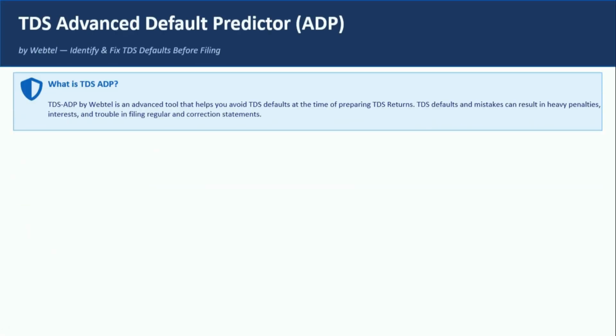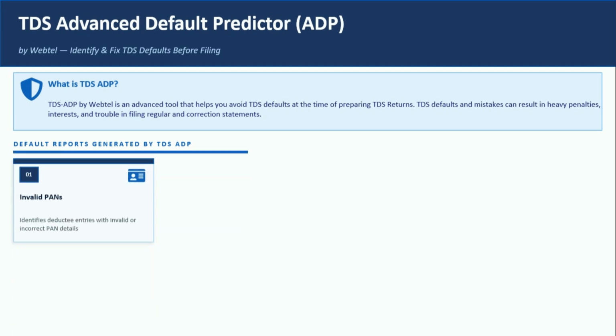Before filing a TDS return, it is important to identify and correct any defaults that may lead to penalties, interest, or filing issues. TDS Advanced Default Predictor, or ADP, by WebTel helps organizations detect such defaults in advance, ensuring accurate and compliant TDS filing. Now, let's look at the reports generated by TDS ADP.